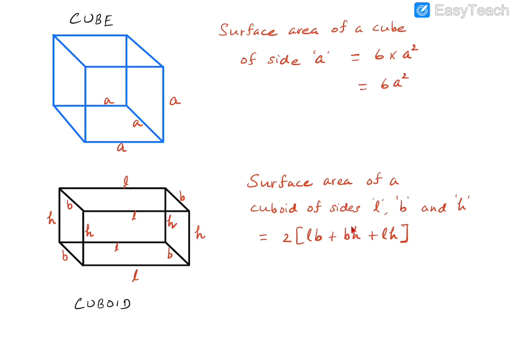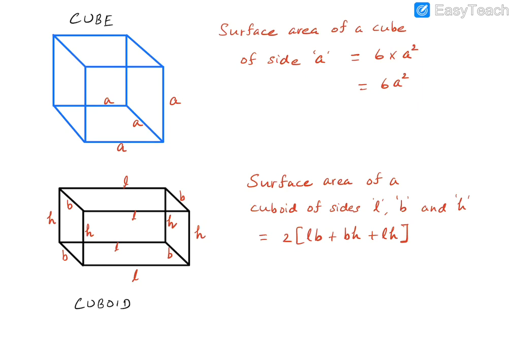breadth into height. Okay, and similarly for the front and the back sides, the front side has a length L and a height h. Okay, so the area of the front surface is length into h. Similarly, the area of the back surface is also length into h. So we have these 2 rectangles. So we have 2 times length into breadth plus 2 times breadth into height plus 2 times length into height.